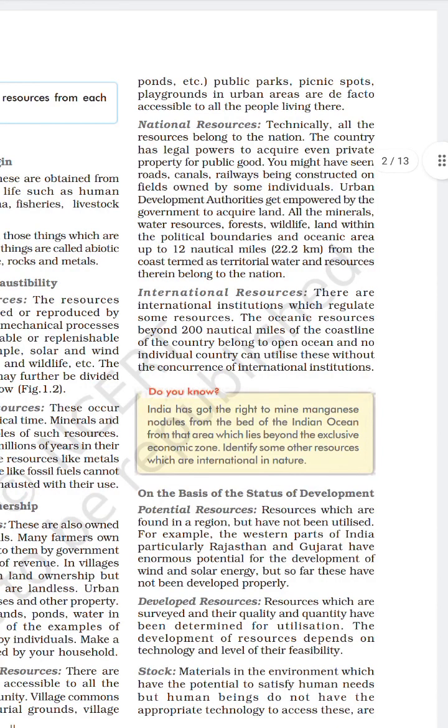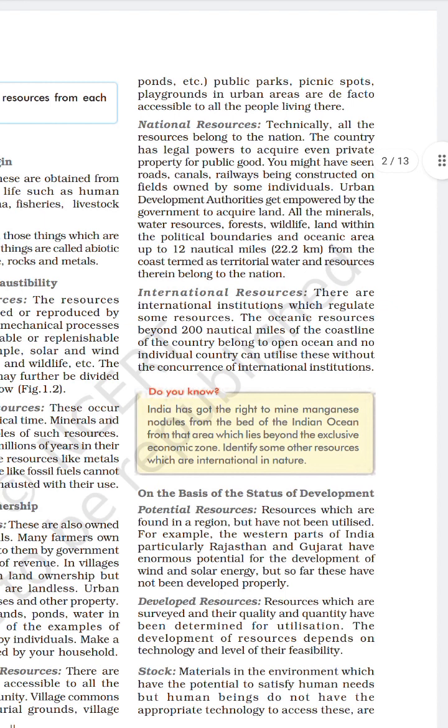Third is national resources. Technically, all the resources belong to the nation. The country has legal powers to acquire even private property for public good. You might have seen roads, canals, and railways being constructed on fields owned by some individuals. Urban development authorities get empowered by the government to acquire land.